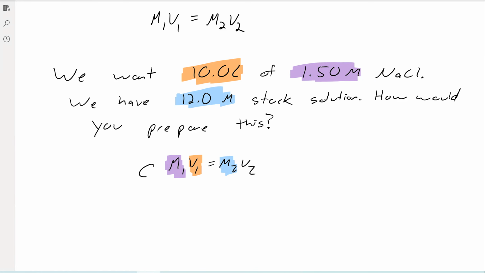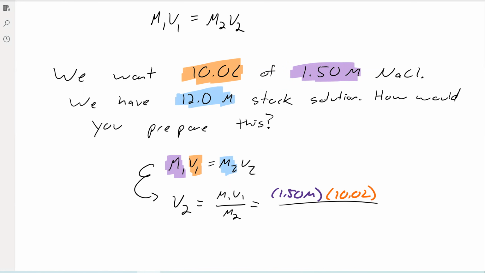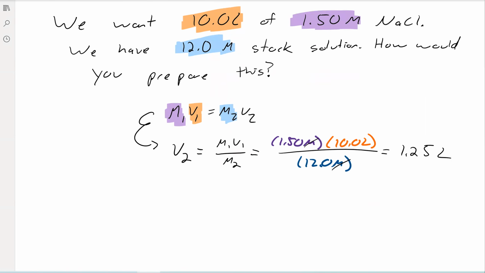So we can see what we're going to solve for here is V2. So V2 is going to be equal to M1V1 over M2. And then we simply plug in our variables. So we had 1.50 molar for M1. We had 10.0 liters for V1. And then for M2, we had 12.0 molar. The molar and the molar cancel out. And then we plug through our problem. So 1.5 times 10 divided by 12. We get 1.25 liters.